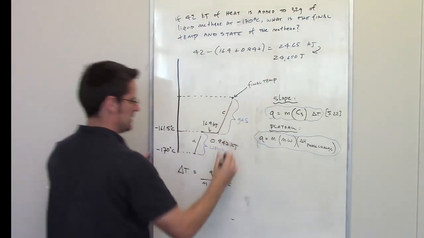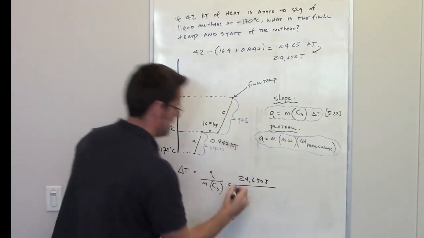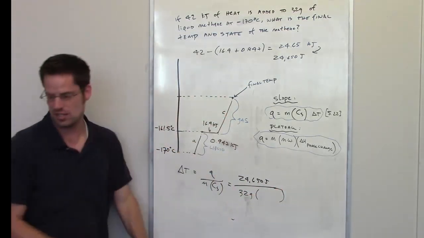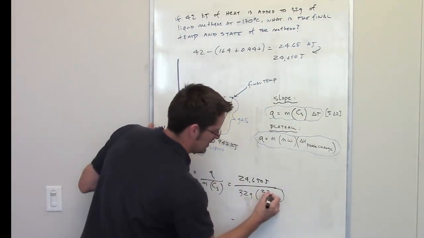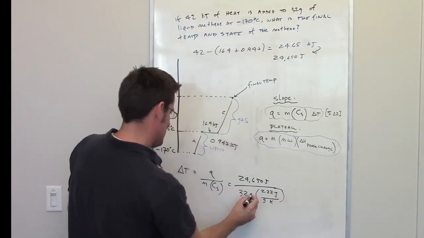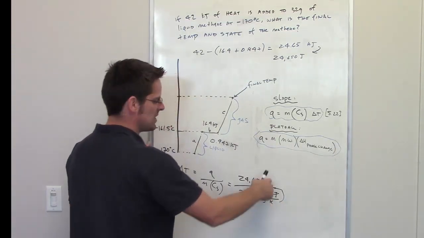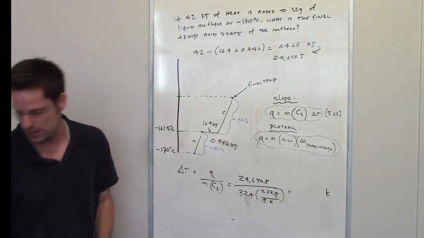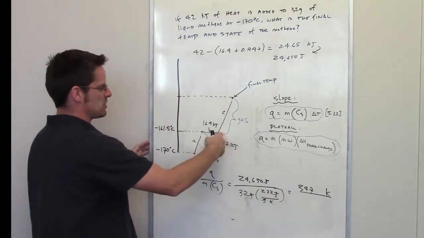So Q is once again 24,650 joules, and I'm going to divide that by the mass I've been given, which is 32 grams, multiplied by the specific heat of now gaseous methane, which has been given to me in the problem as 2.22 joules per gram Kelvin. There we go. My grams cancel each other out. My joules cancel each other out. My Kelvin is in the denominator of the denominator, which means it's in the numerator. And when I crank that out in my calculator, I get 347 Kelvins. So I'm basically increasing the temperature 347 Kelvins.